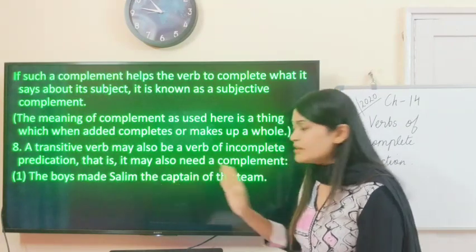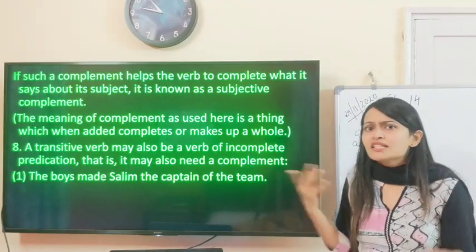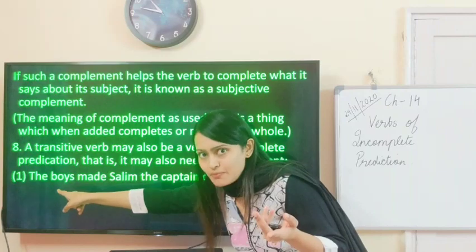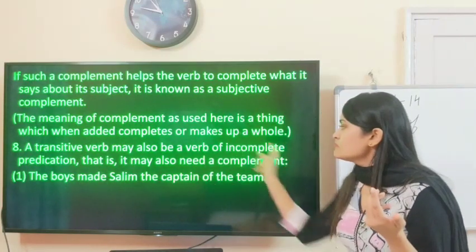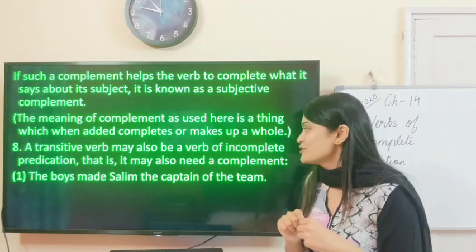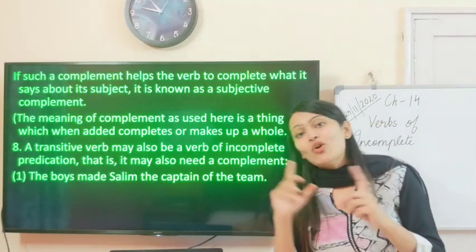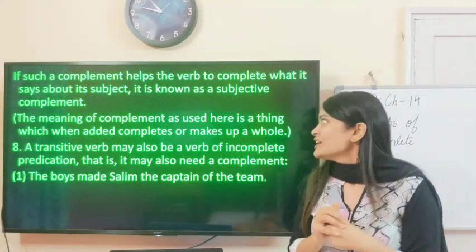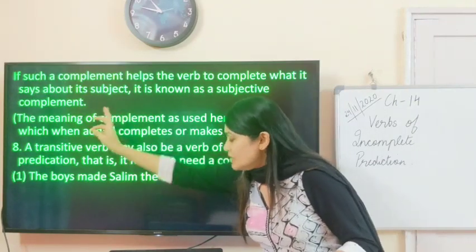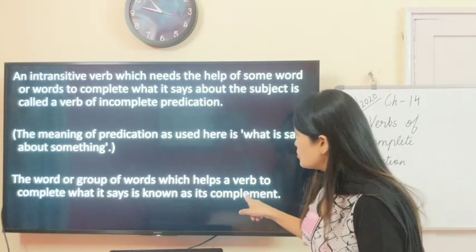Okay, and this complement, just tell me, children, I'm asking you the question. The captain of the team is telling about whom? Is it telling about the boys, the subject, or the captain of the team is telling about the object Salim? It is telling about, you are right, Salim. It is telling about the object. So then it is called an objective complement. Okay, in the previous example, children, this was a subjective complement. Why? Because it was telling about, I'll just show you, children.